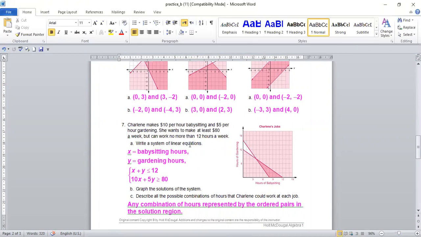So here they write a system of linear inequalities. First you have to write it here. So how did they do it? They said x is babysitting, y is gardening. So the babysitting hours and the gardening hours, she cannot work more than 12, so she has to work either 12 or less. Then the next one, for babysitting it's 10x, $10 for 1 hour, plus 5y, $5 for 1 hour of gardening, which should be, she wants to make at least 80. At least means she wants to make 80 or more, so it should be greater than or equal to 80.